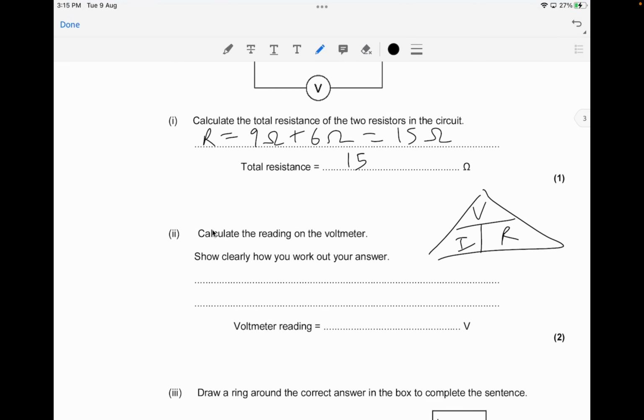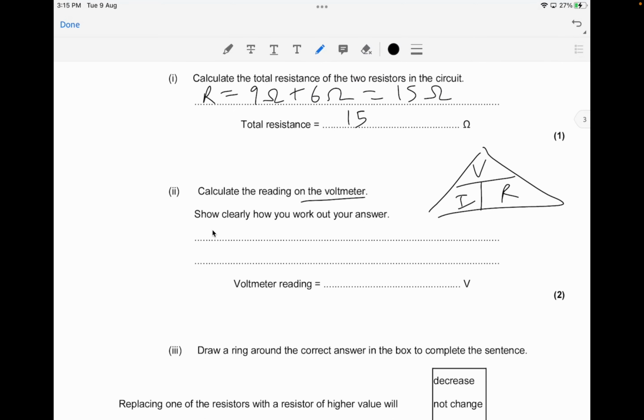Now, the next question states that we have to calculate the reading on the voltmeter, and we have to show clearly how we worked out the answer. A nice little formula that I would use is basically a formula triangle. A formula triangle is like a bonus tip here, a nice way of representing formulas. So in order to calculate the reading on the voltmeter, voltage is going to be equal to current times the resistance.